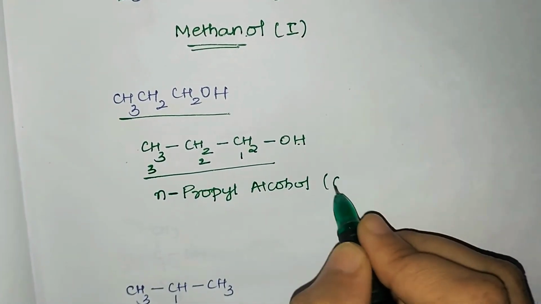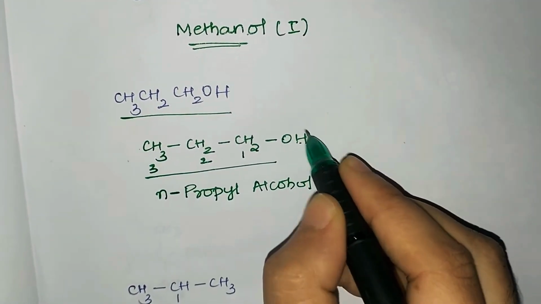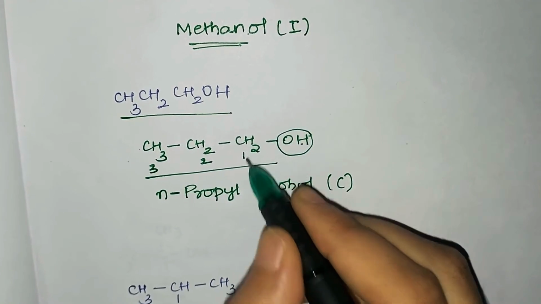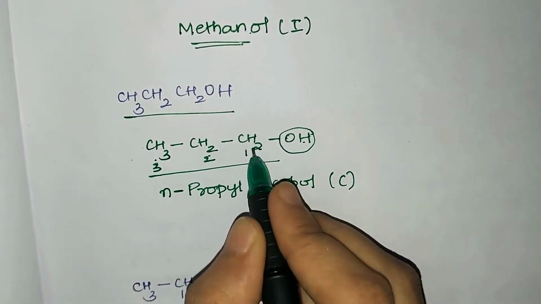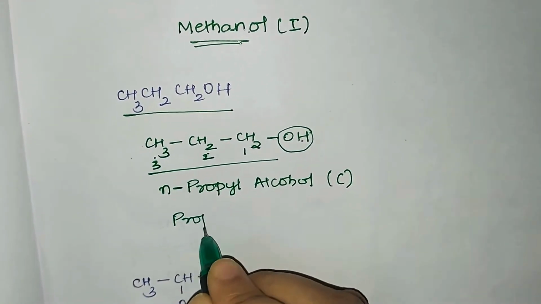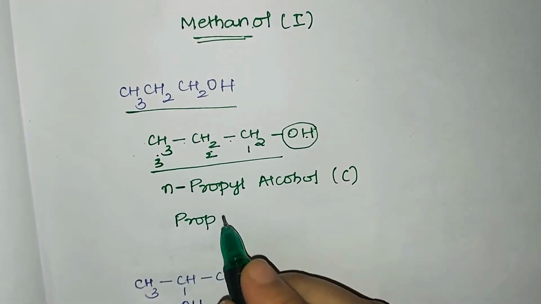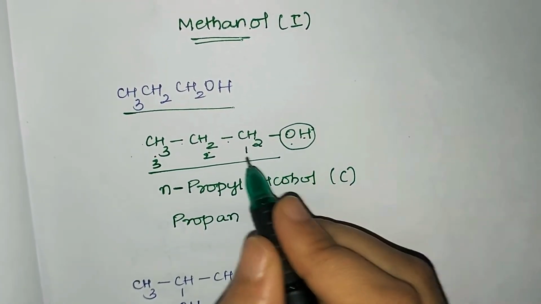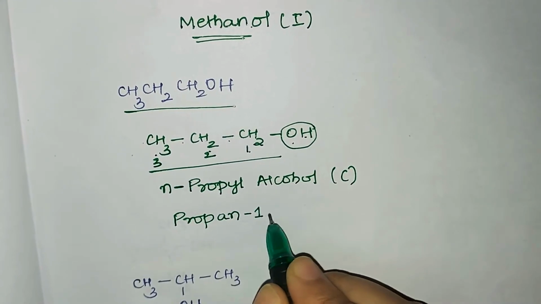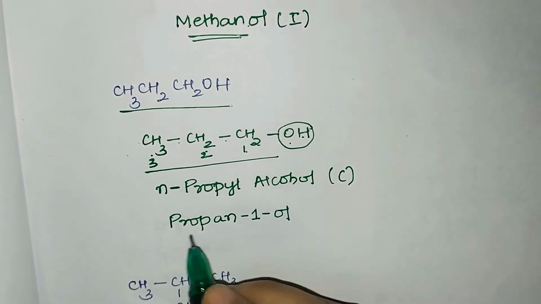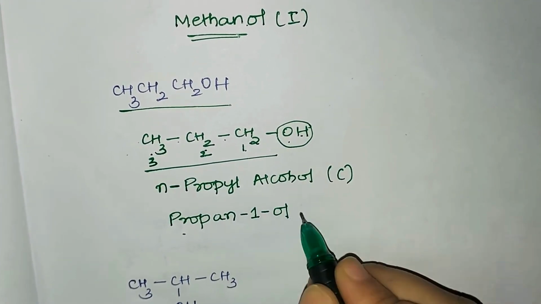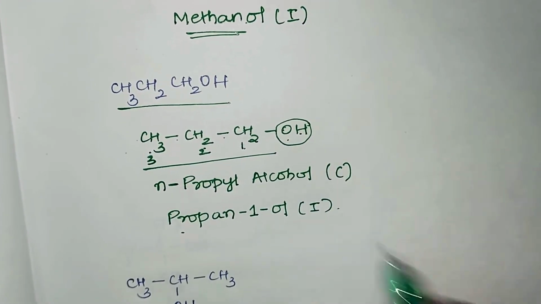Next, we'll write the IUPAC name. Whenever you are writing the IUPAC name, the carbon to which the functional group is attached should be numbered 1. So we'll write it as prop, because there are 3 carbon atoms, and an, as all are singly bonded. OH is attached on the first carbon atom. So 1-ol. The 1 specifies the position of the functional group. So this becomes your IUPAC name.